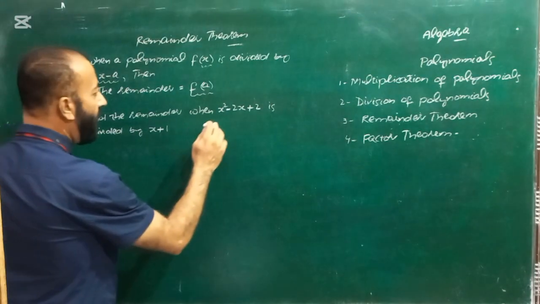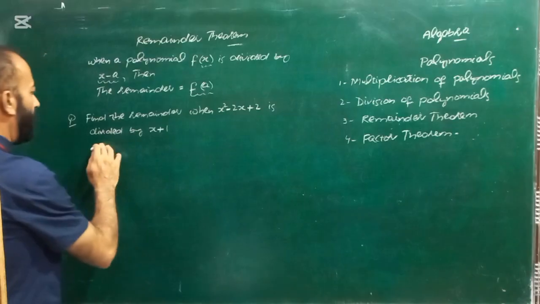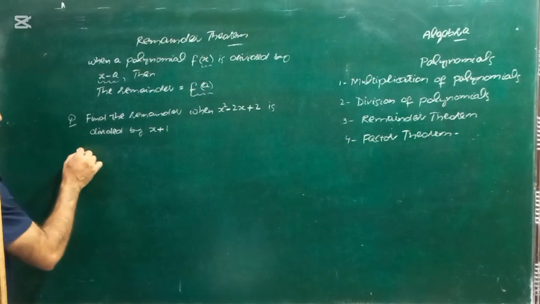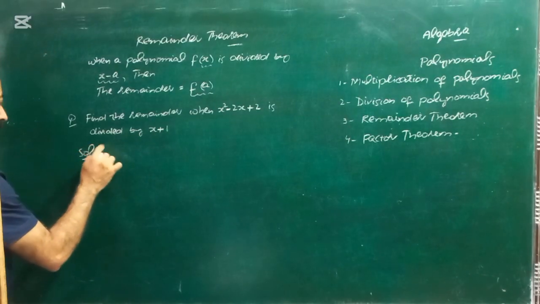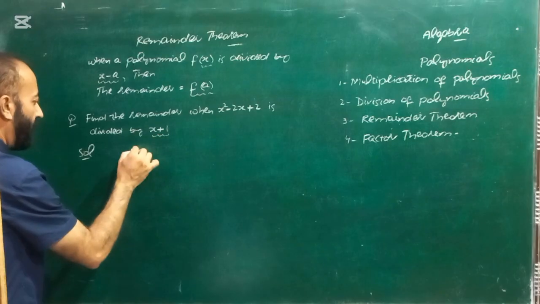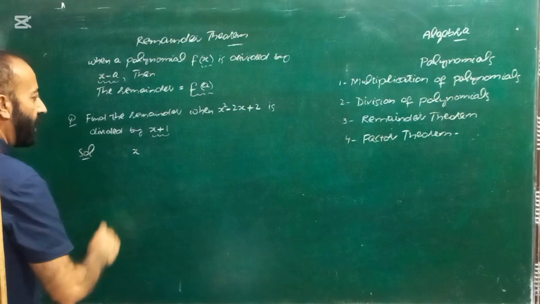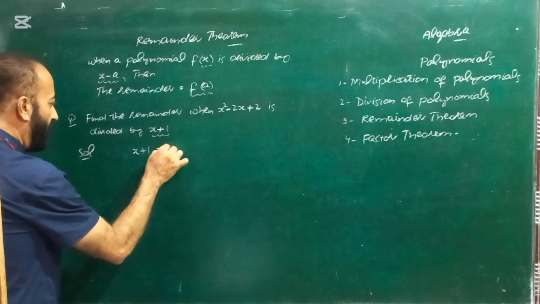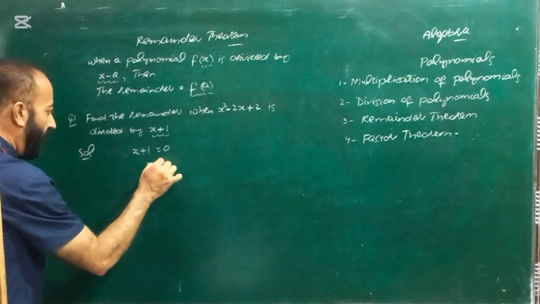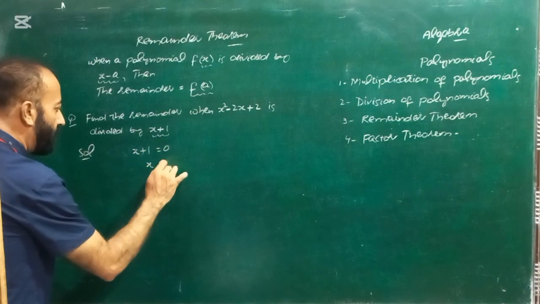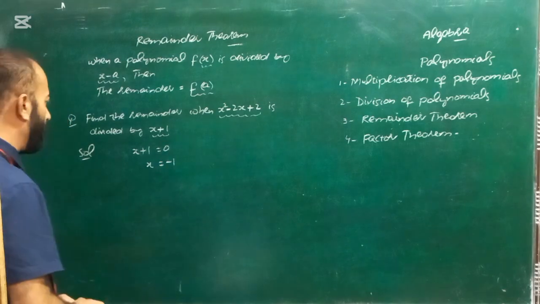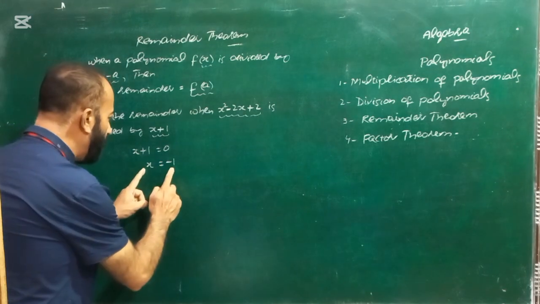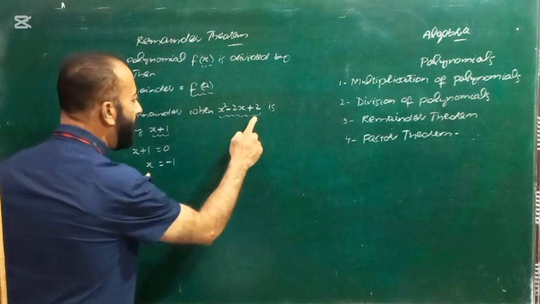Find the remainder when x square minus 2x plus 2 is divided by x plus 1. So solution is here. First you will put this expression, that is the divisor, equal to 0. From here you will get the value of x. So x is equal to -1. Now you will put this value of x into the expression.